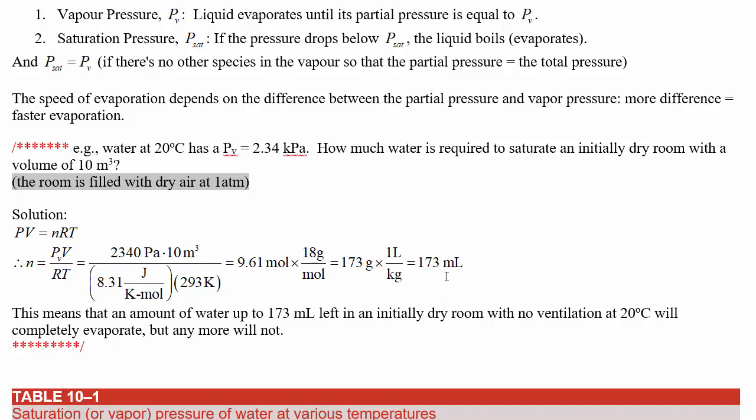Well, it's actually the same. If there was more than 173 milliliters, then the first 173 would evaporate to bring the pressure of water, partial pressure is just the total pressure then, to the vapor pressure, 2.34 kilopascals, and then no more will be able to evaporate because we're in equilibrium. So it doesn't matter actually if the room is in vacuum or if it's filled with dry air.